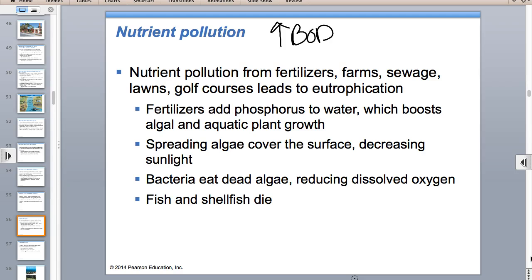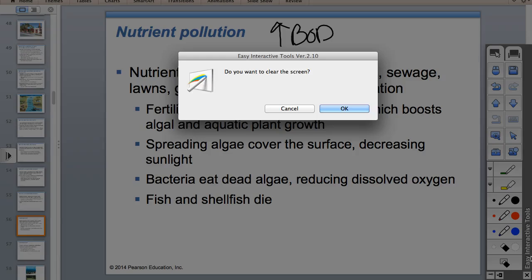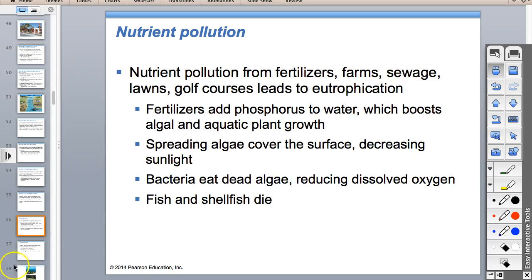Do I need to draw that again? Do you remember what I'm talking about? You okay with the biological oxygen demand? It's just a measurement of how much oxygen is used up in the water. Okay, so fecal material, if you want. Try to make this as easy as possible.